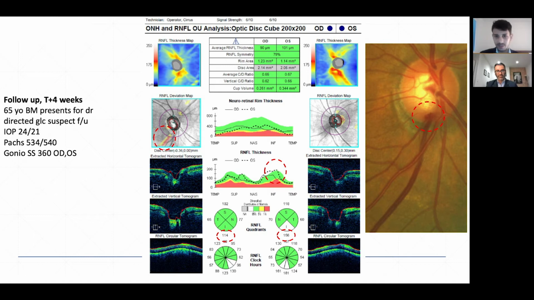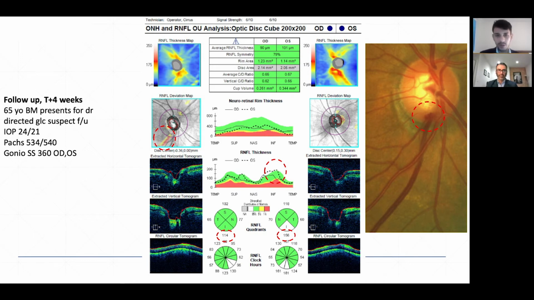And the asymmetry, 114 in the right eye versus 156 in the left eye, that really corresponds really well with the disc heme that we saw and the bigger cup in the right eye. And that, of course, also corresponds with our deviation map, with our T-SNIT asymmetry, and our average RNFL thickness asymmetry.